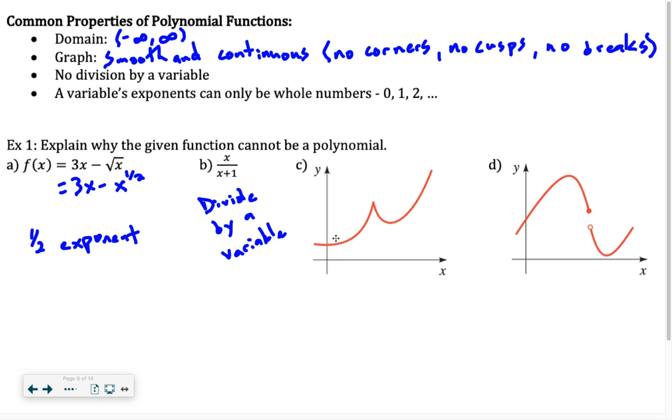Now, in our two graphical examples, this right here, this is called a cusp. It's like a super sharp corner. An example of a corner would be something like the absolute value function, right? Something that's a little bit more pronounced like this is called a cusp. So this would not be a polynomial because it has a cusp. It is not a smooth graph. And then finally, our last example, we have a break in the graph. This is not a polynomial because it is not continuous.